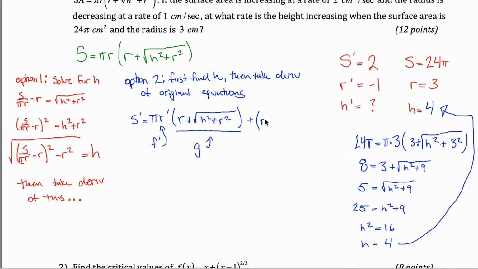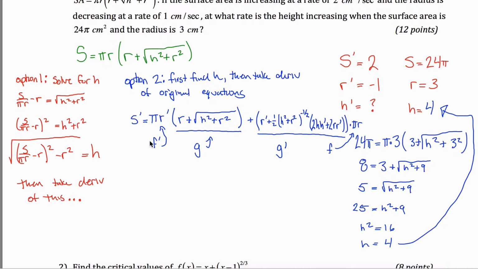The derivative of r is r prime, plus the derivative of stuff raised to the 1/2 power is 1/2 times the stuff to the negative 1/2 power. The stuff in this case being h squared plus r squared. But then I'm not done. I have to multiply that by the derivative of the inside stuff, h squared plus r squared, which is 2h prime plus 2r prime. This is all g prime. And I want this entire thing to get multiplied by f, which is pi times r. F prime g plus g prime f.